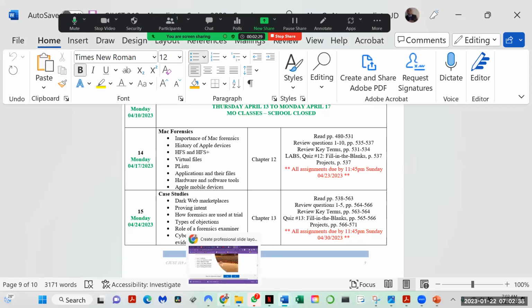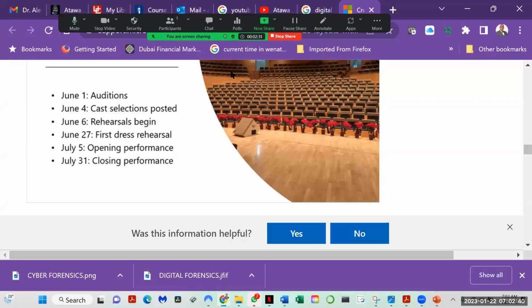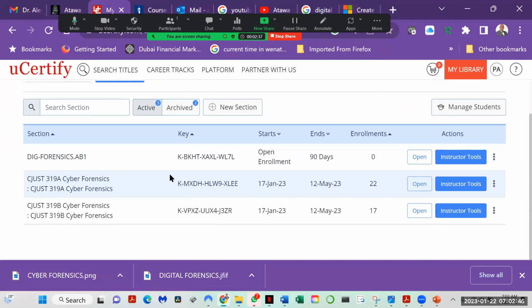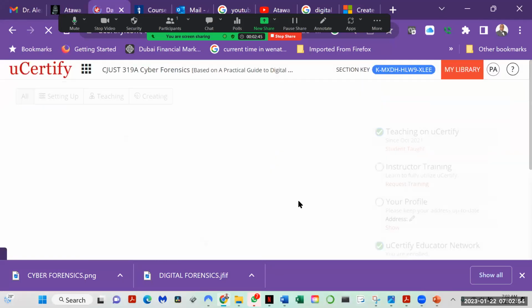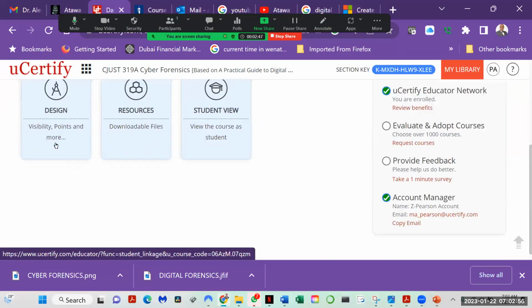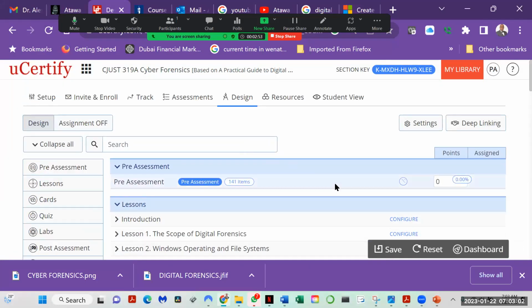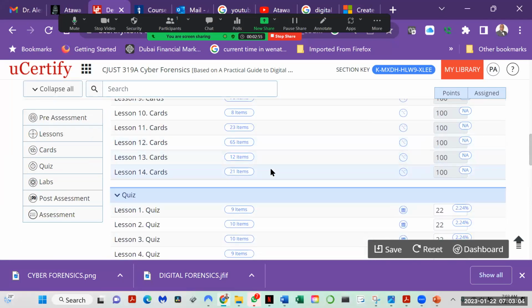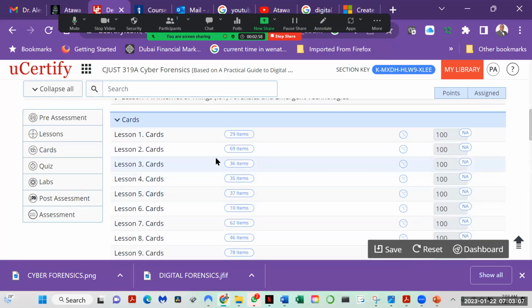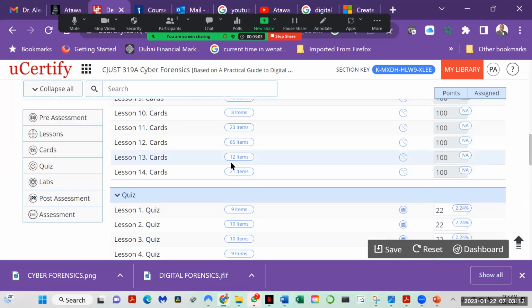Also, let's see what we have on uCertify. I'll go back to uCertify. For me as an instructor, I see this screen in here. If I click for any of the students, it gives me a role. But let's go to my own instructor tool so I can show you what I did with the class. In the design, you see you have all the lessons. On each lesson, you have cards and then you have quizzes. The cards are really like flashcards for you to get reinforced about what we're teaching. It's the quizzes that I'm grading.